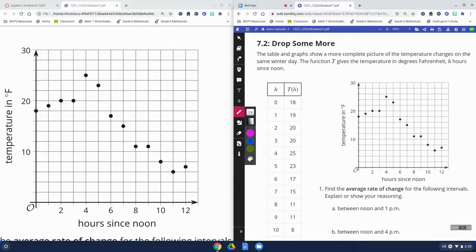It says the table and graphs show a more complete picture of the temperature changes in the same winter day. So they're talking about the same winter day with Tyler and Mai, right? The function T gives the temperature in degrees Fahrenheit, H hours since noon. That's important, right? H is the hours since noon. So let's look at this graph. That means 0 is noon. Okay? So H hours since noon.